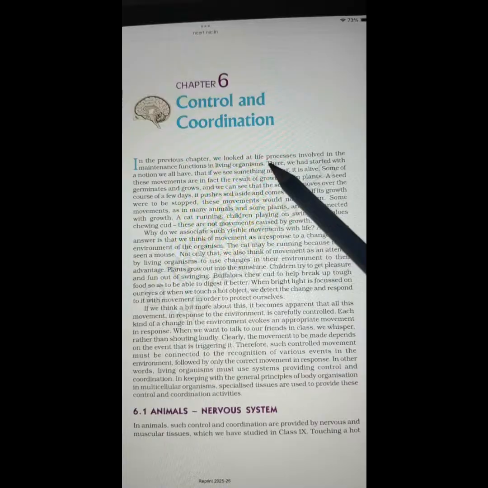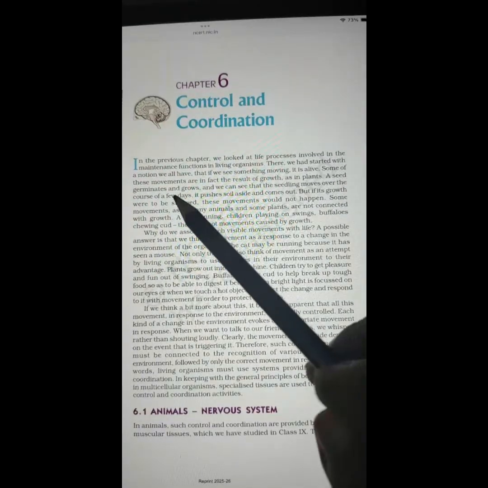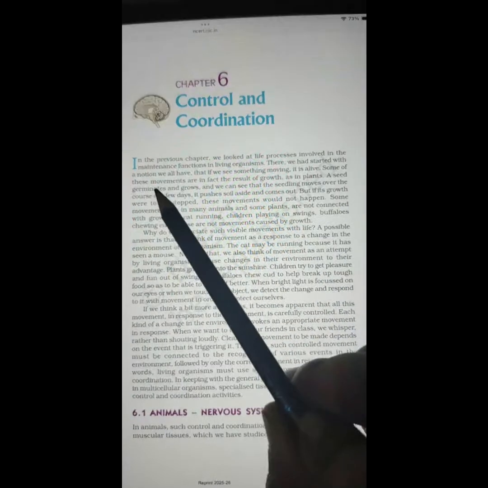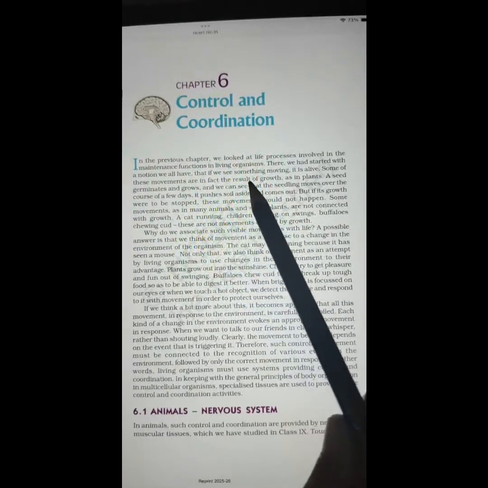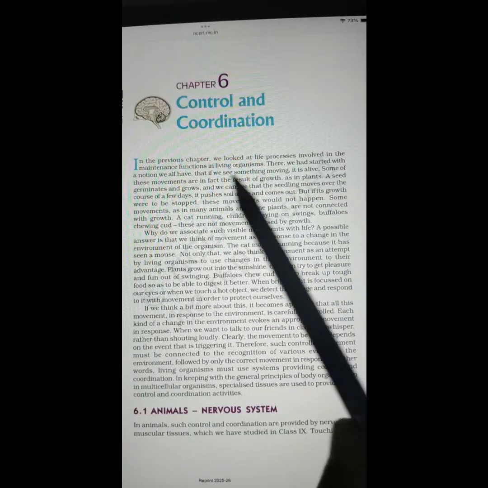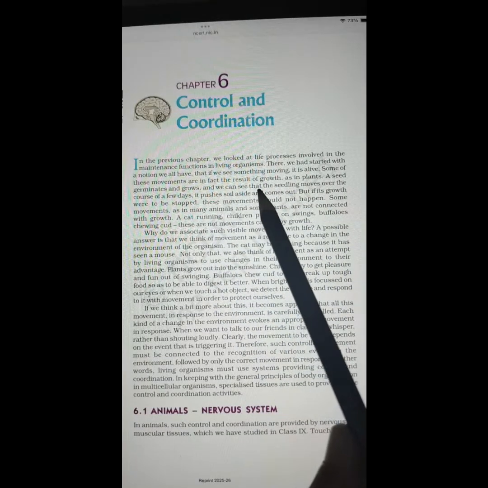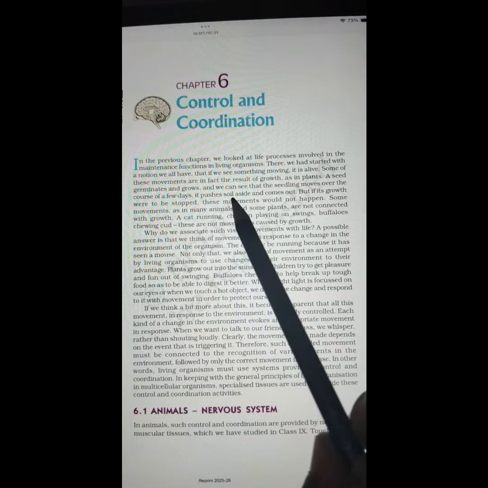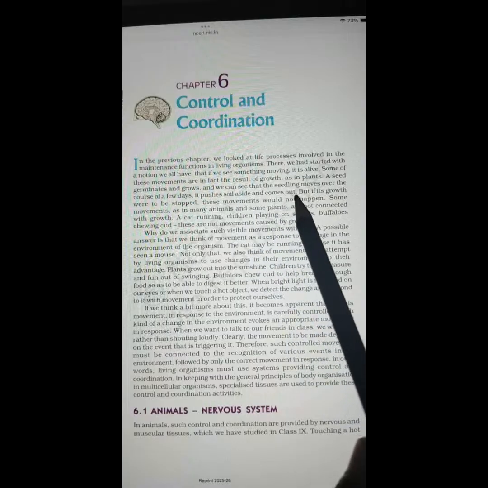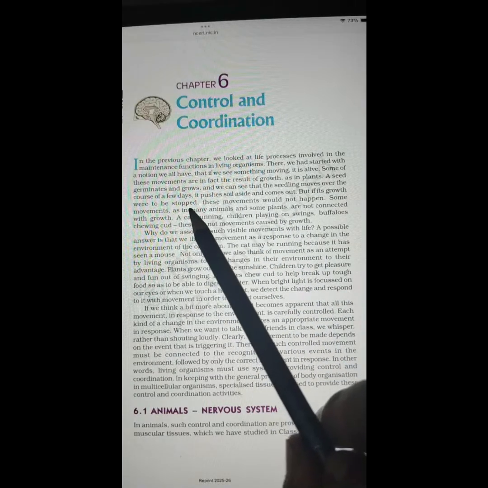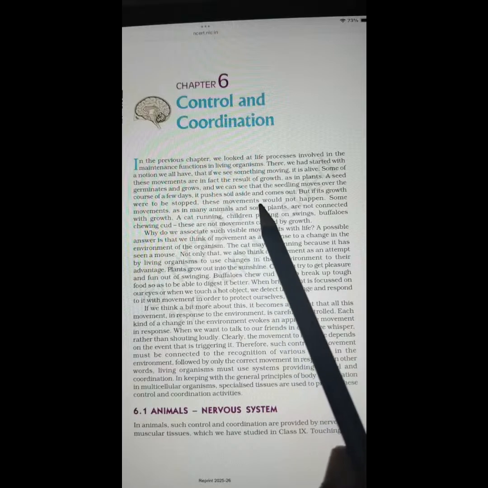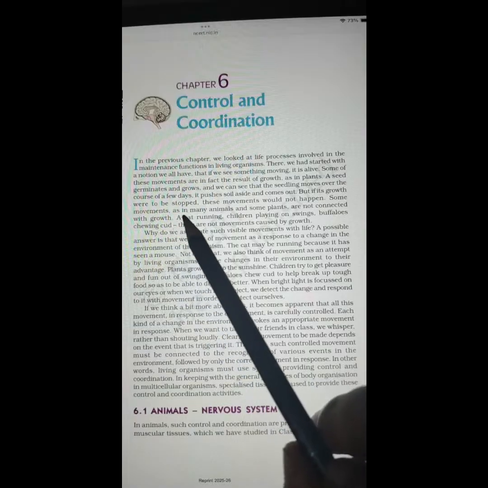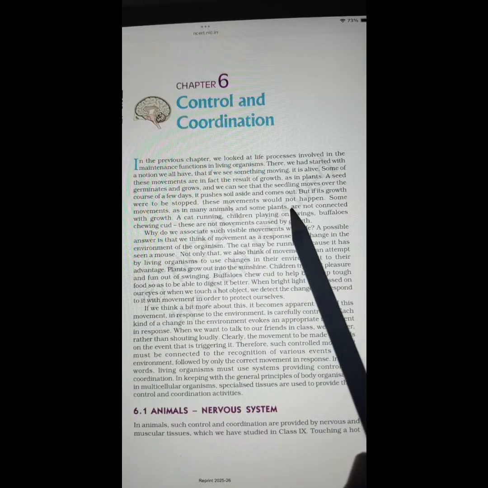In the previous chapter, we looked at life processes involved in the maintenance functions in living organisms. There, we had started with the notion we all have that if we see something moving, it is alive. Some of these movements are, in fact, the result of growth, as in plants. A seed germinates and grows, and we can see that the seedling moves over the course of a few days. It pushes soil aside and comes out. But if its growth were to be stopped, these movements would not happen.